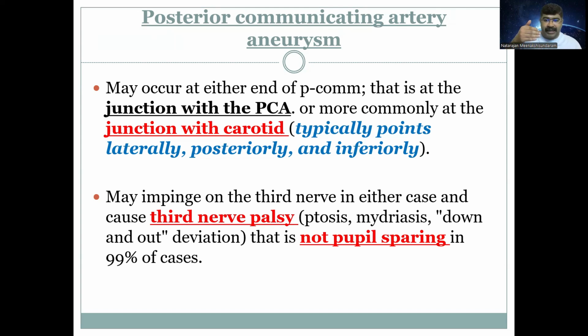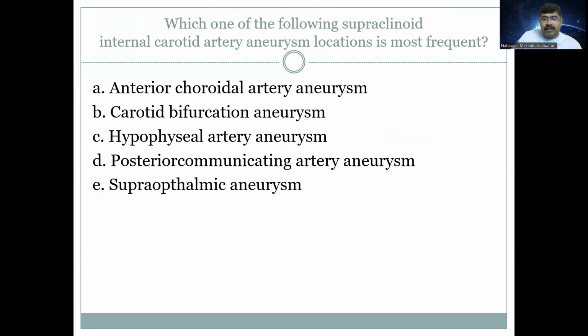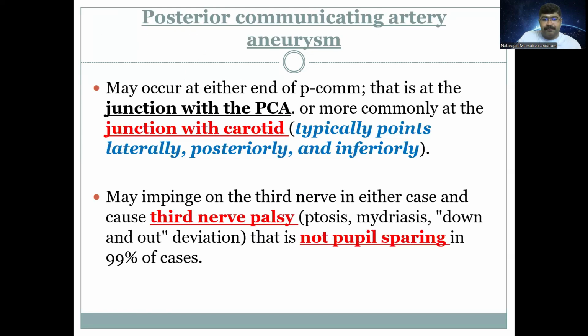Because of this type of projection of PCOMM aneurysms, that is lateral, posterior, and inferior, the oculomotor nerve will be involved and compressed. That is why this is one such aneurysm where you will clinically see anisocoria. The patient will be stable, that is GCS will be preserved, but there will be anisocoria when it is an unruptured aneurysm. I will show that in the picture also.